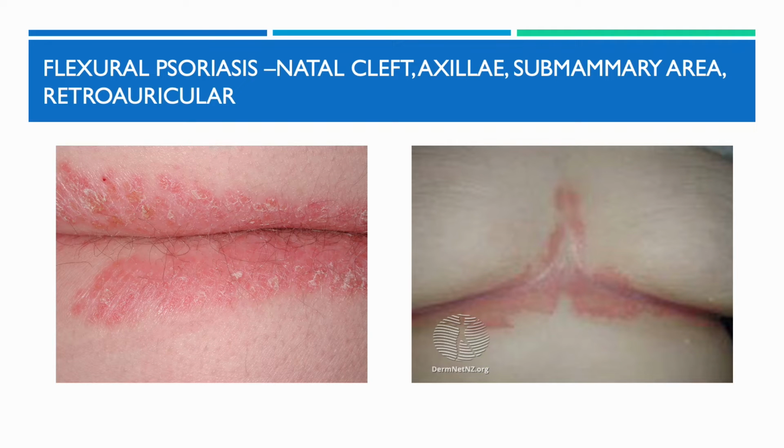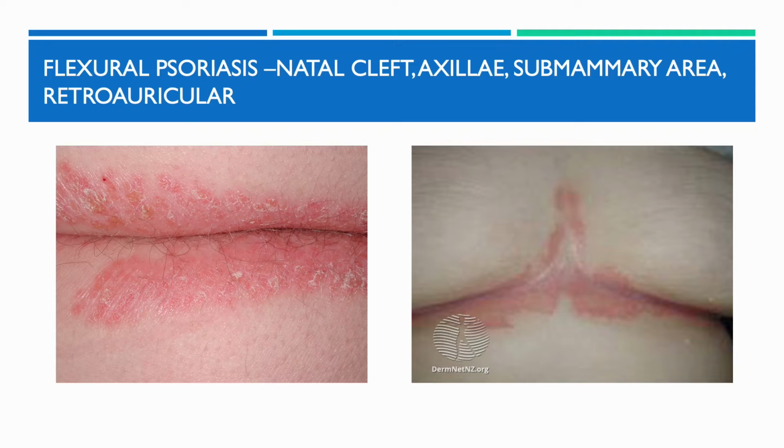Here's some examples of flexural psoriasis. So you can see psoriasis in the natal cleft. So the typical features of psoriasis are appearing as the buttock skin is affected, but if you were to part the cheeks, you'd see a salmon pink redness which extends right into the skin fold.